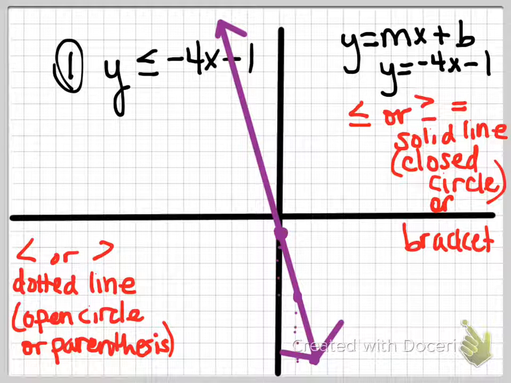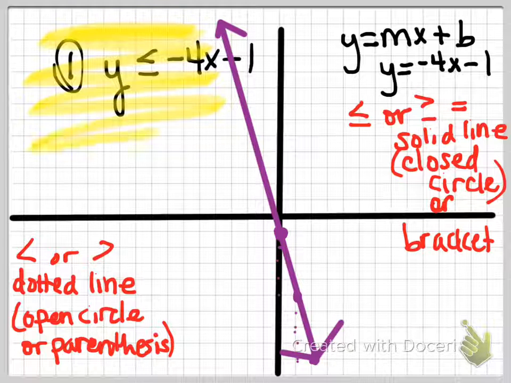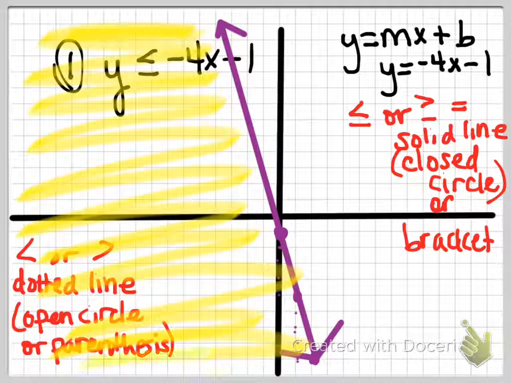Now what you want to ask yourself is, is it less than or greater than? Well, it's less than, so that's everything below. Below or to the left. So because it's not an equation, it's not just the line. It's an inequality, so it's the line and everything below it.